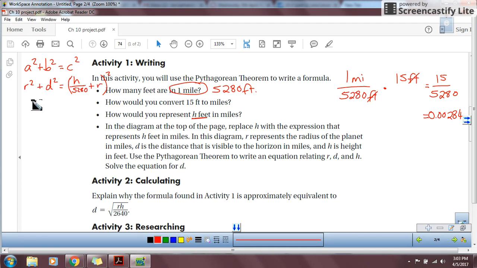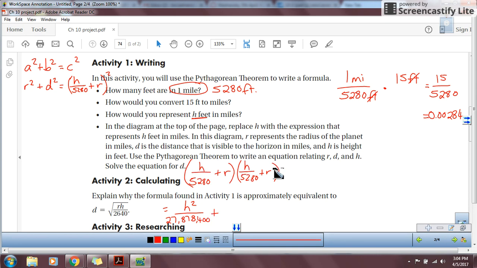So if we try and solve this here, first of all, we have to figure out what H over 5,280 plus R squared is, as in we're going to multiply it by itself. Okay, so if we use FOIL here, first terms, we've got H squared; 5,280 times 5,280 is a really big number. It is 27,878,400. Okay, so that's my first terms.